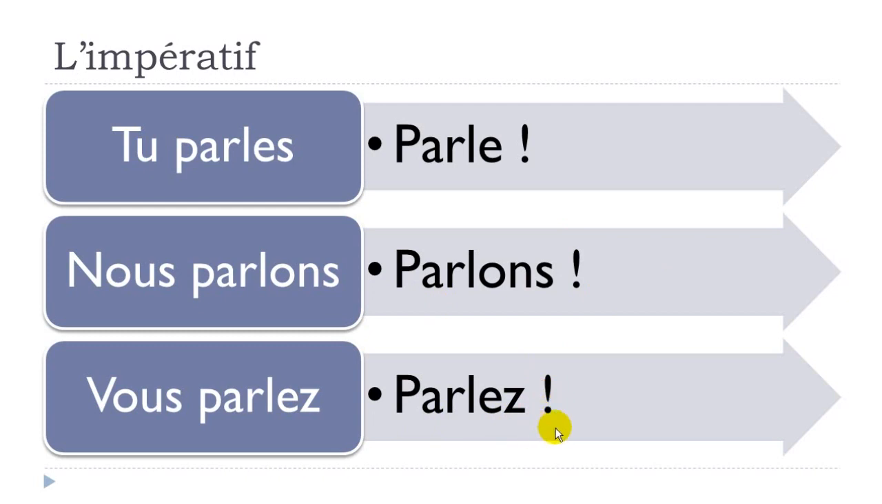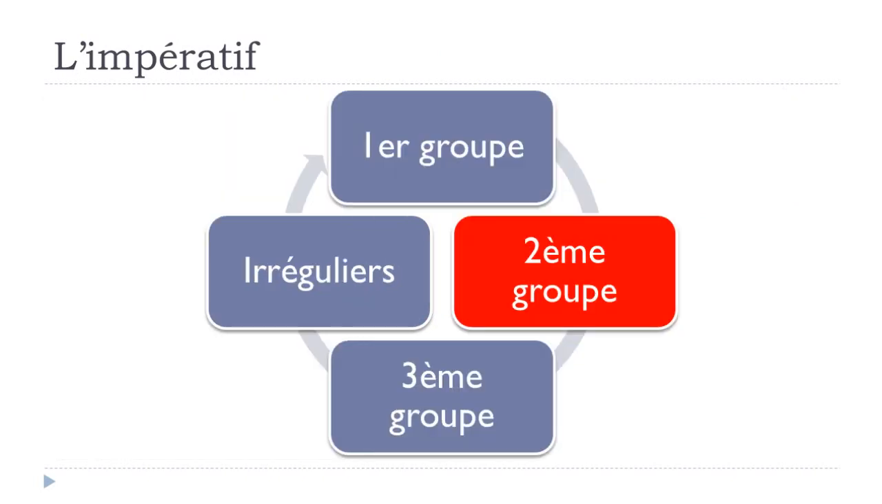So what you need to remember is that the only thing that will change, between the present form here and this imperative form, is this final S that normally we don't pronounce, but still we write it. Okay, so it needs to go away in the imperative for the tu form. Okay, let's see now verbs from the second group.